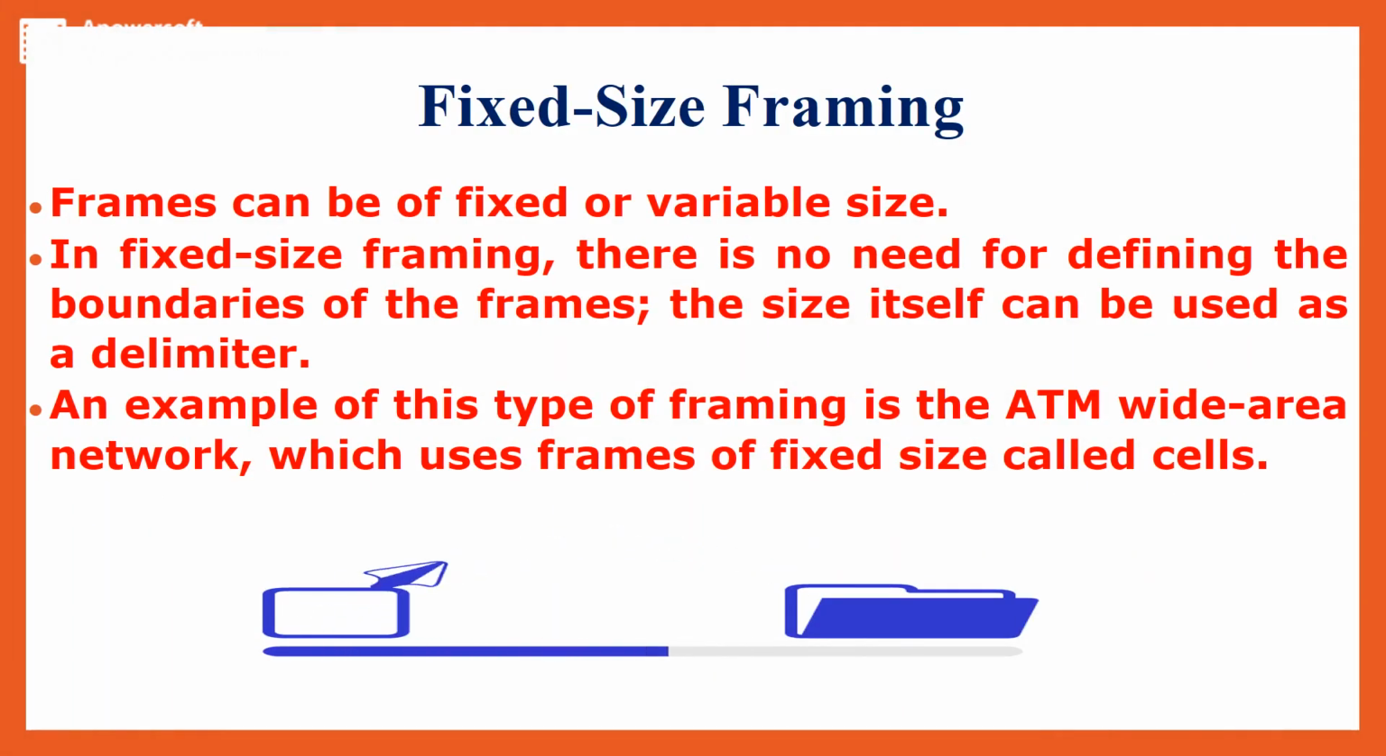The frame size may be either fixed or variable. In the case of fixed size framing, there is no need for defining the boundaries. That means the size itself can be considered as the delimiter in such cases. For example, we can make use of fixed size framing in the case of ATM wide area network, where the fixed size frames are called cells.